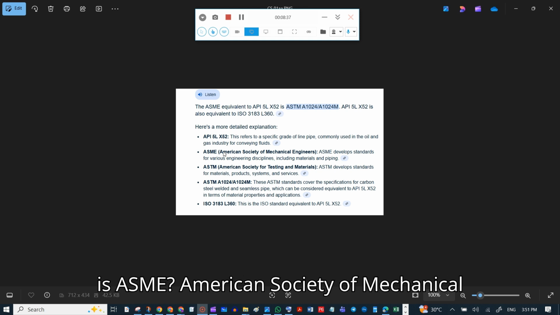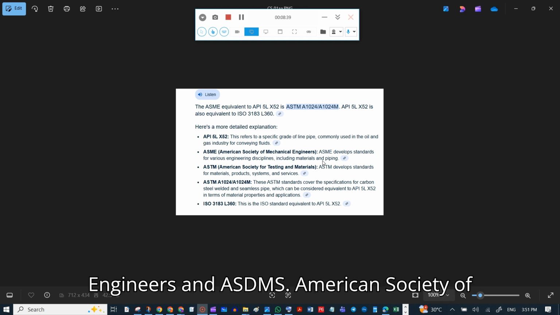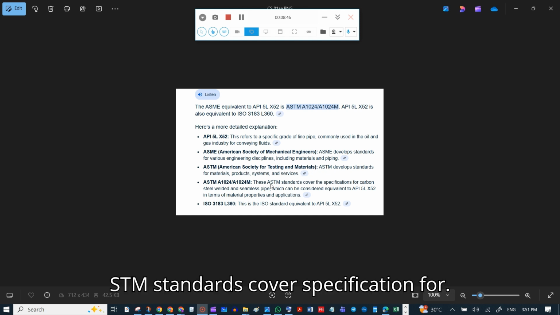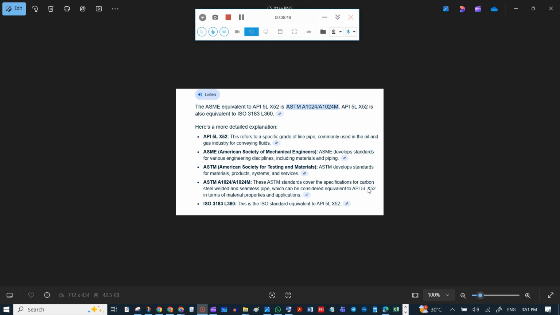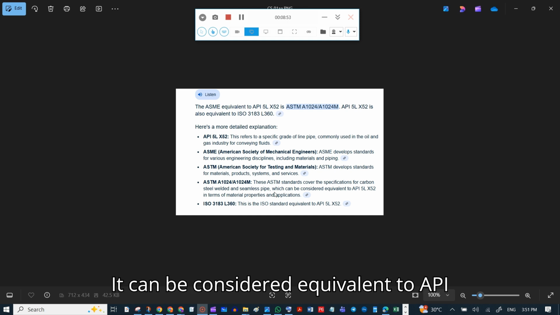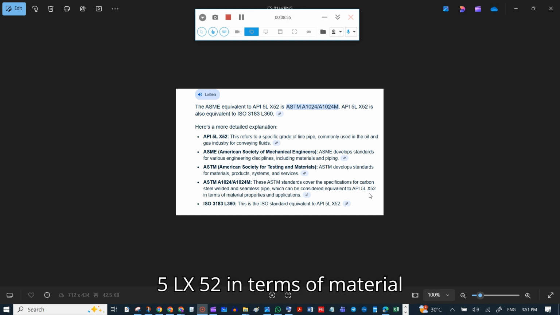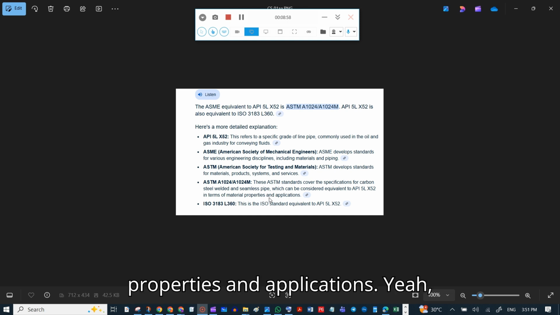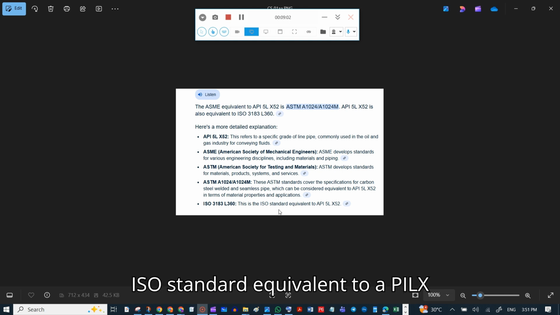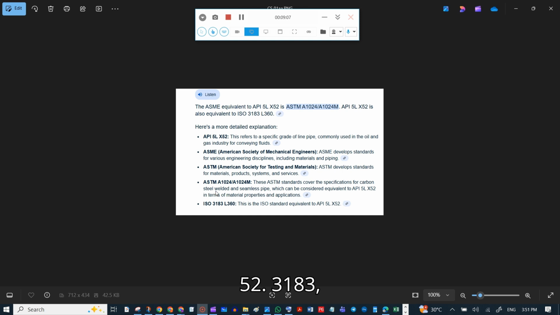What is ASME? American Society of Mechanical Engineers. And ASTM is American Society for Testing and Materials. These ASTM standards cover specifications for carbon steel, welded and seamless pipes. It can be considered equivalent to API 5L X52 in terms of material properties and applications. This is the ISO standard equivalent to API 5L X52: 3183 L360.